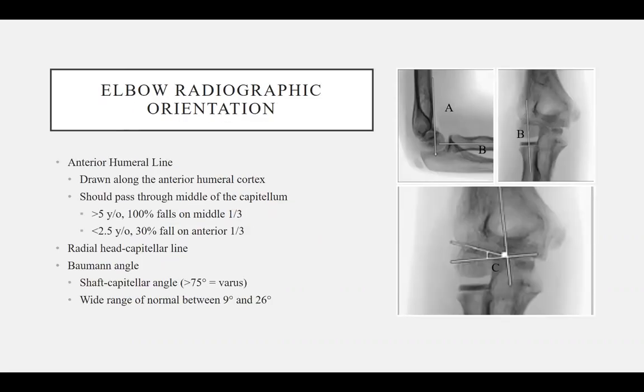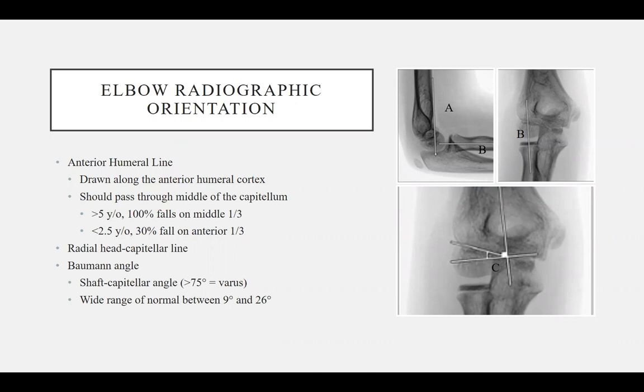So, radiographic orientation. In radiographs, we focus on the anterior humeral line, the radial head capitellar line, and Bowman's angle. Line A denotes the anterior humeral line, which is useful for gauging normal radiographic alignment.